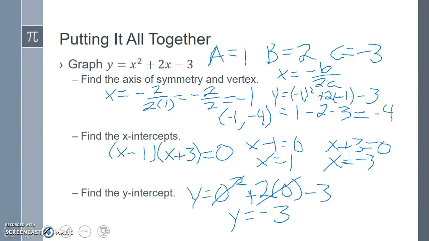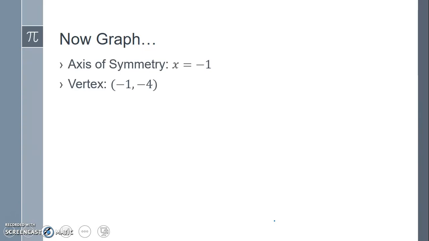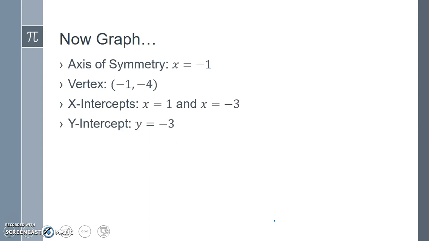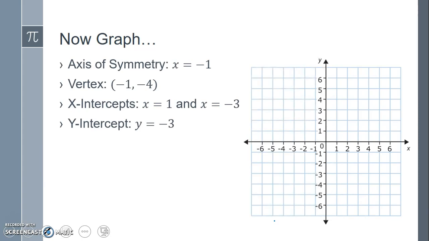So now let's see what this looks like when we put it on a graph. Okay, now as a reminder of our information, axis of symmetry was x equals -1. My vertex was -1, -4. My x-intercepts were x equals 1 and x equals -3. My y-intercept is y equals -3. So let's put this on this coordinate graph. Now I apologize, this is going to look kind of sloppy. I am writing on a computer screen, so bear with me.